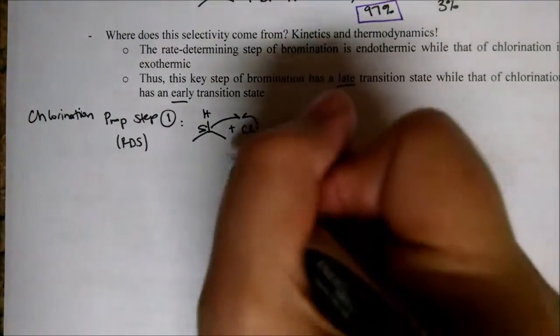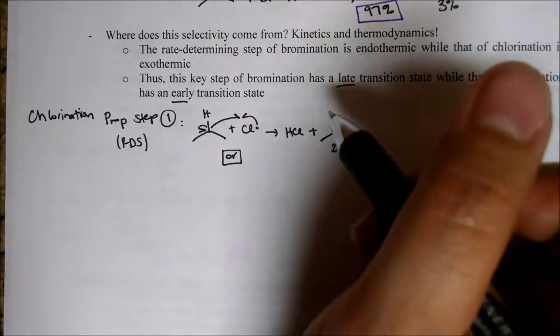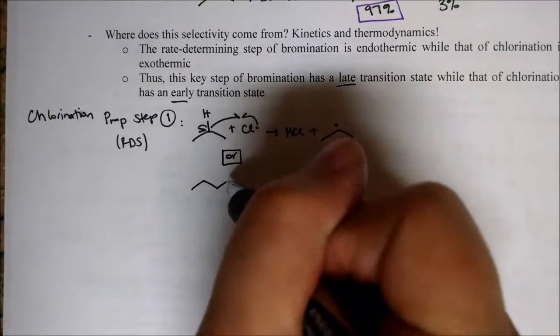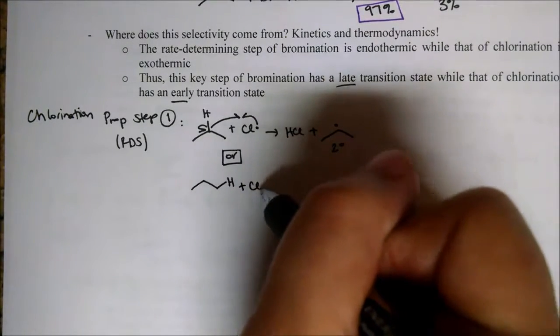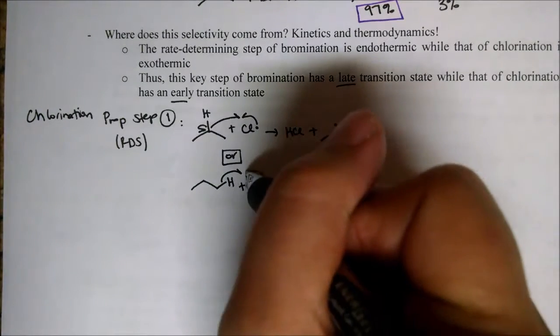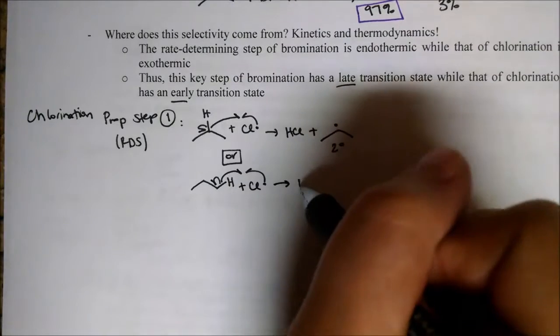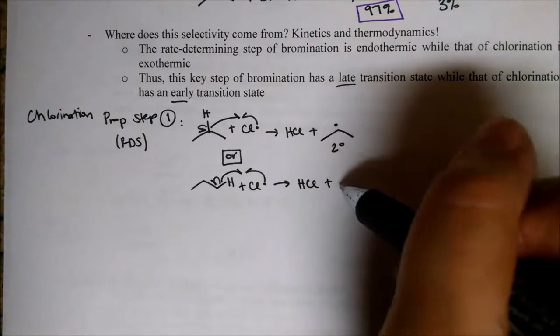Or, right, it can make that primary one. Those are our two options. So let's show that. Again we make HCl and our primary radical.